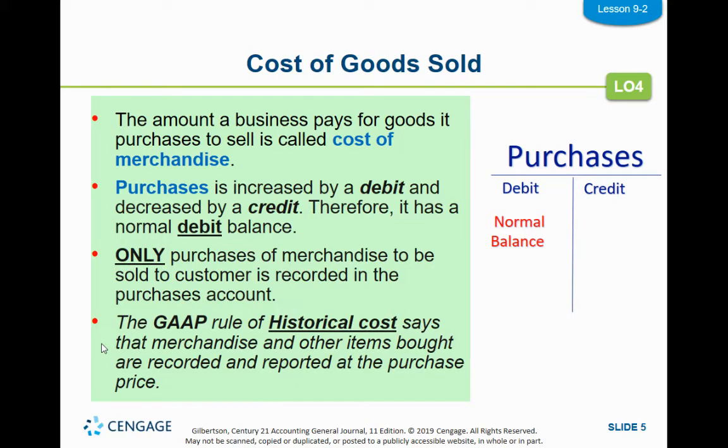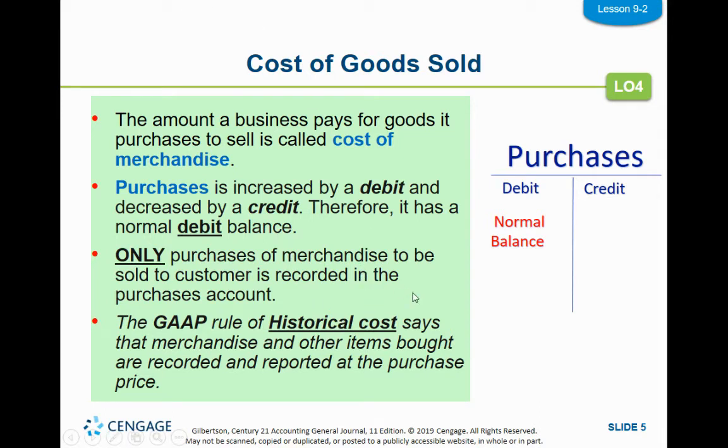We'll deal with the discount and the returns and allowance in a later chapter. Purchases is increased by a debit and decreased by a credit, and it has a normal debit balance. The only thing that ever goes into that purchases account is when you purchase merchandise. If you buy supplies, that's not a purchase, that's a debit to supplies. The only thing you ever put in the purchases account is merchandise that you're going to turn around and sell to your customers.